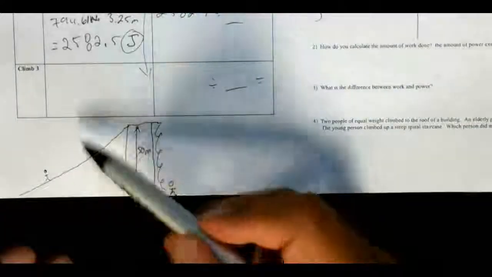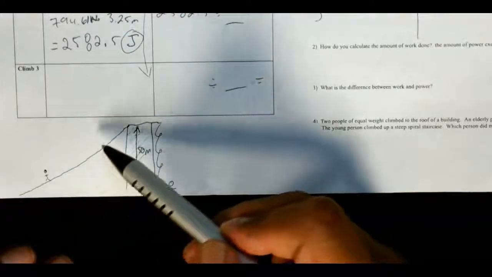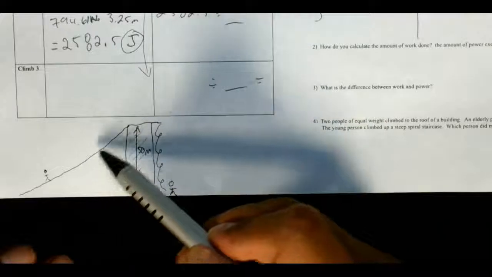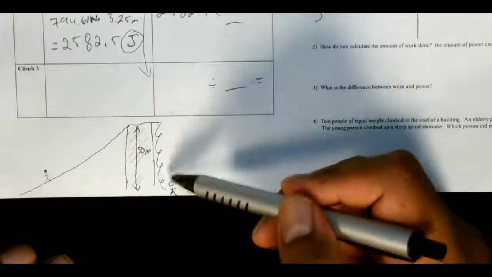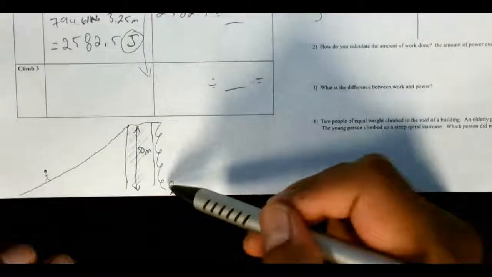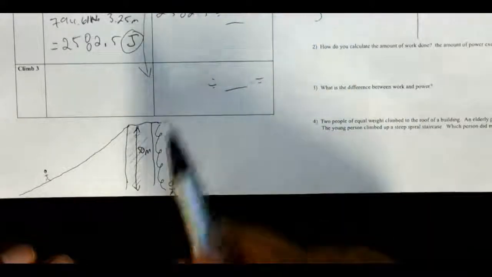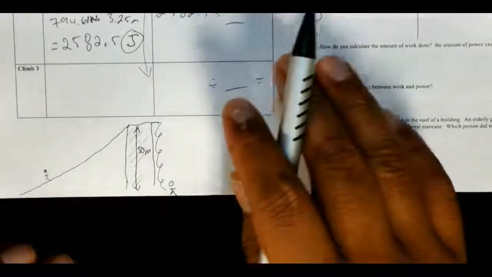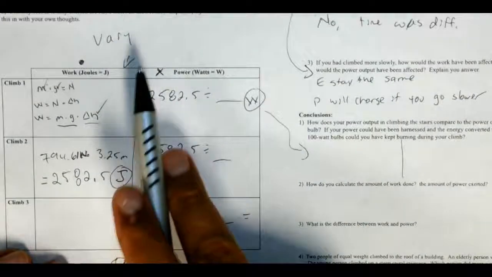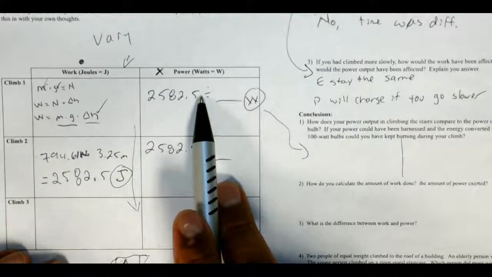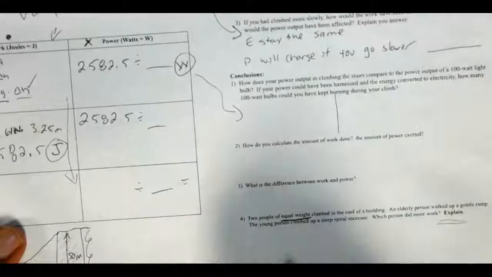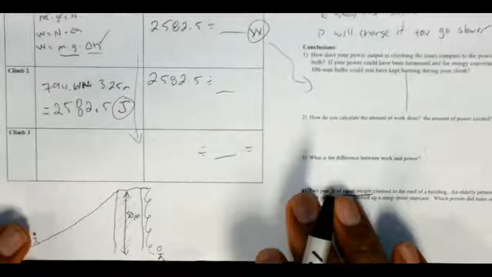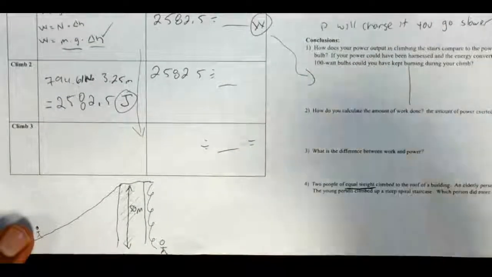Let's just say it's 50 meters tall. You have an elderly person walking up a really long ramp. It's going to take them a really long time to get up here. And you have somebody going up a spiral staircase. This doesn't look like a staircase. I know. Just pretend it's a rope. Doesn't really matter. But they're also going to get up to the roof. Do they do the same amount of work? So again, think about work versus power. Do they do the same amount of work? Consider your variables. They're of equal weight. So they weigh exactly the same. Are they going to spend the same amount of work, or is it going to be different? Explain it.